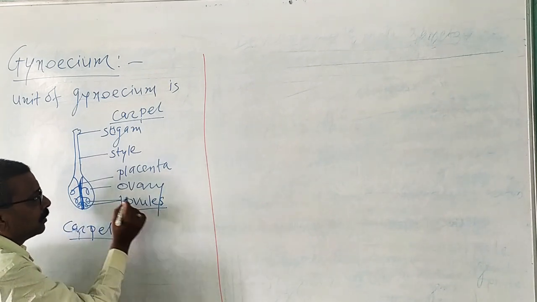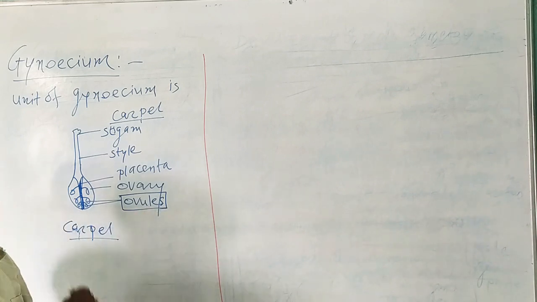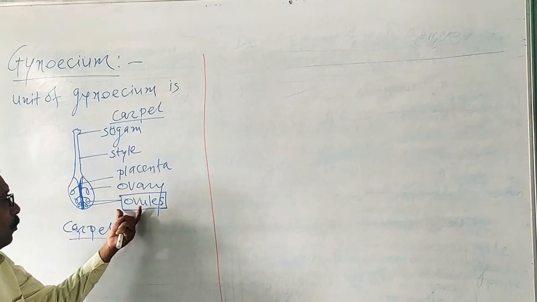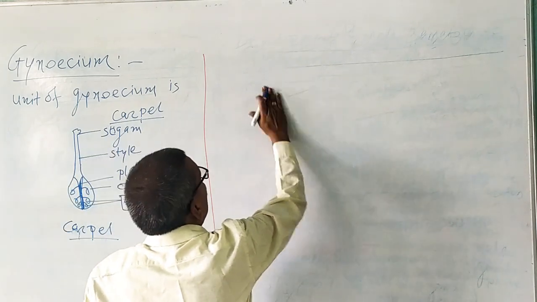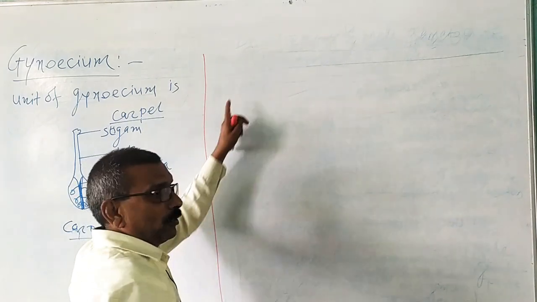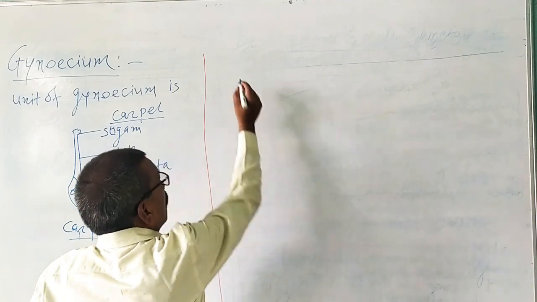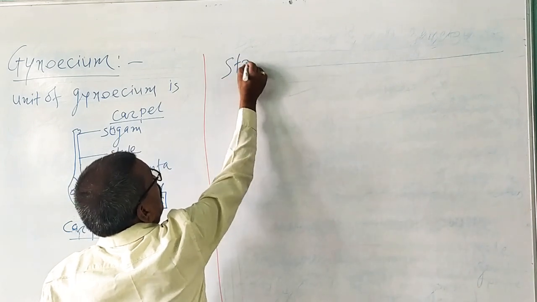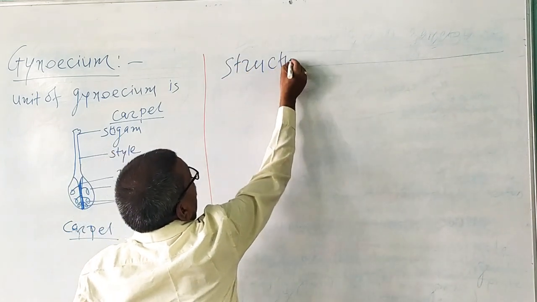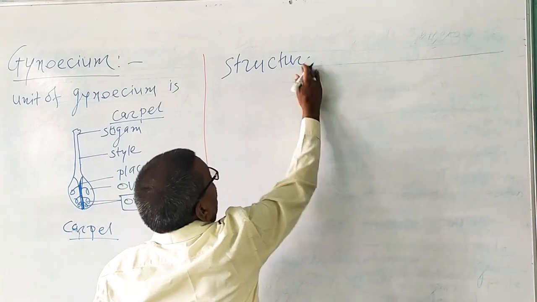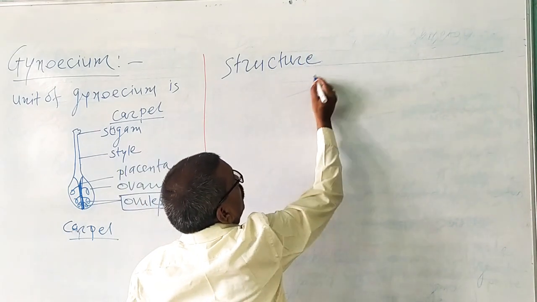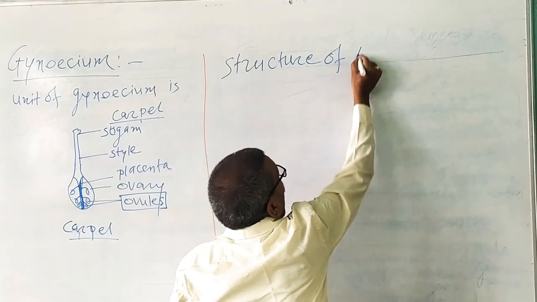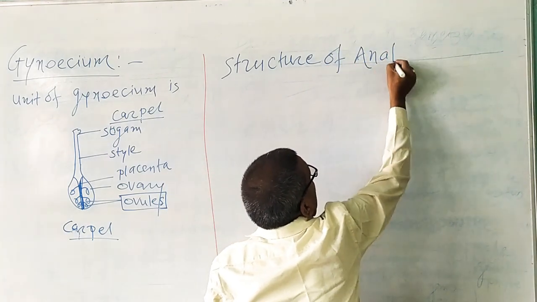Now we are going to study the structure of this flowering plant ovule. In flowering plants, a special type of ovule is formed. We are going to study the structure of this ovule. That ovule is an inverted ovule, known as an anatropous ovule.